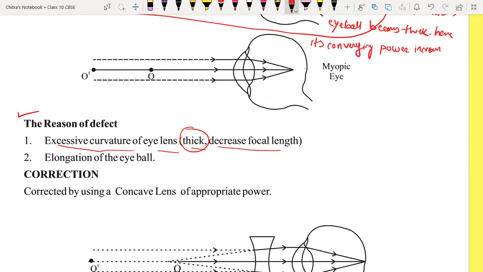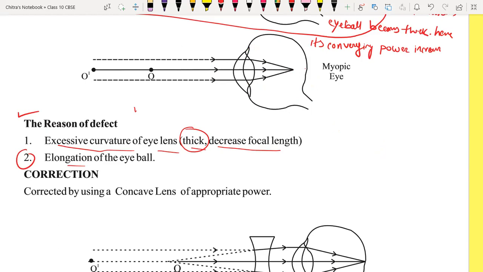Yes, sir. And the second reason, elongation of the eyeball. Elongation of the eyeball means the distance from the lens to the retina increases. If it is elongated like this, that means the distance from lens to the retina has increased. So these are the two possible reasons for myopia.